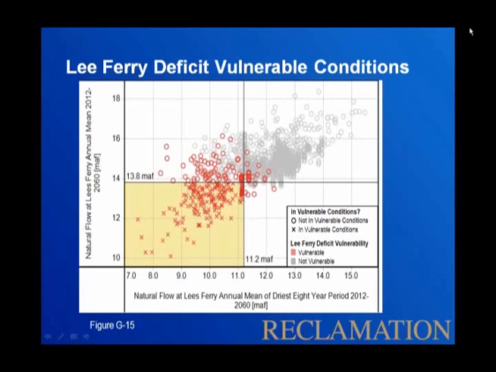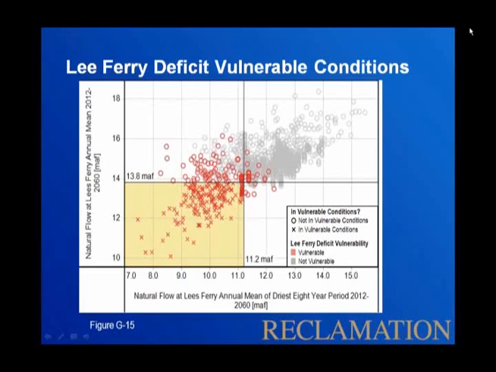And so what we wanted to do was define a vulnerable space that grouped as many of those red outcomes as possible. And so on the x-axis, we have the mean flow for the driest 8-year consecutive period in each trace. And then on the y-axis, we have simply the 50-year long-term average flow of each trace. And through our analysis, we found that a high number of those vulnerable outcomes fell in the 11.2 million acre-foot average flow during that 8-year drought, but also included a long-term annual flow, that 50-year average, of 13.8 million acre-feet or less.